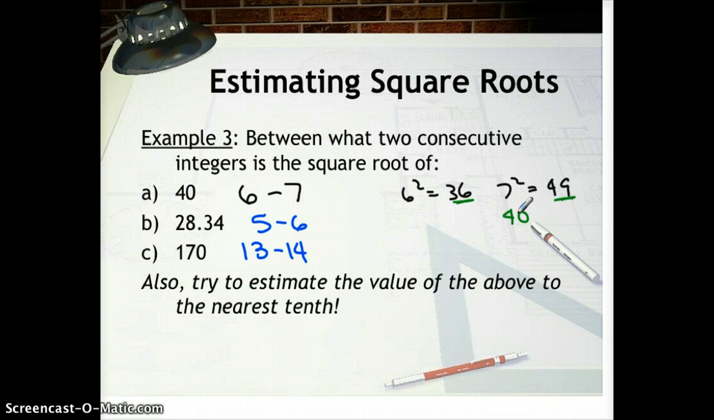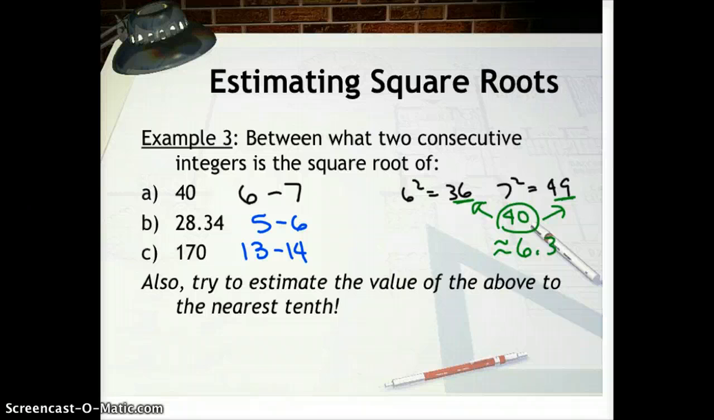I usually, to get myself an estimate, look: okay, 40 looks like it's closer to 36 than it is to 49. It's 9 away from 49, 4 away from 36. So I'm going to guess something that's closer to 6, so I better guess something under 6.5. It's about twice as close, so maybe about 6.3 might be a good estimate, because then that's 0.3 away from 6 and 0.7 away from 7. It just seems to be a good estimate, and I'm just estimating right now.